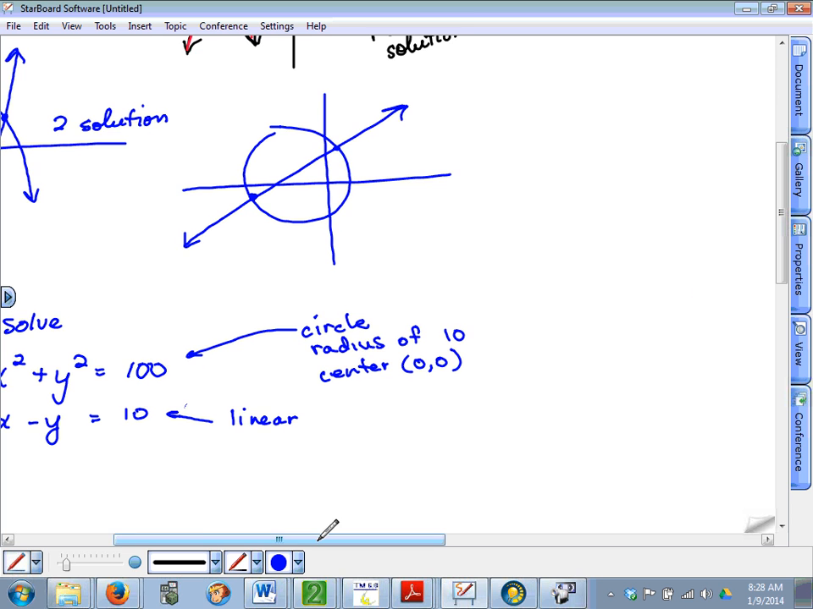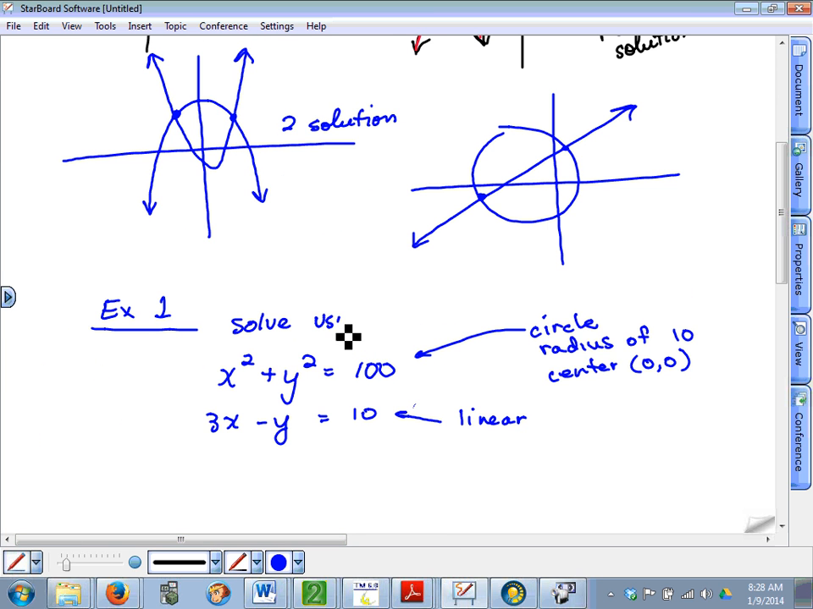Anyway, let's talk about this one. We're going to solve this one using algebra. We have 2 choices for algebra, substitution or elimination, but one of them doesn't work. We only actually have one option. Which one is it? Substitution. It has to be substitution.